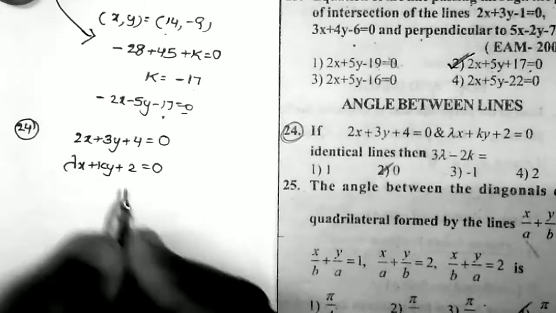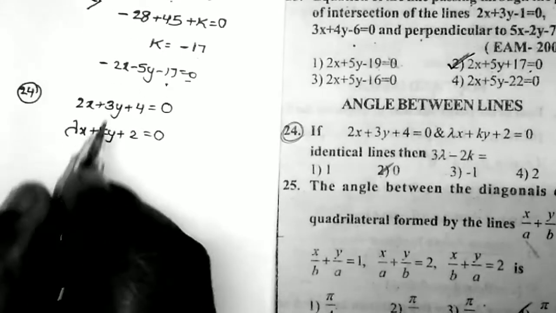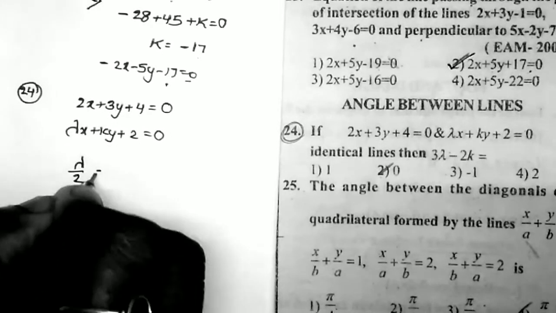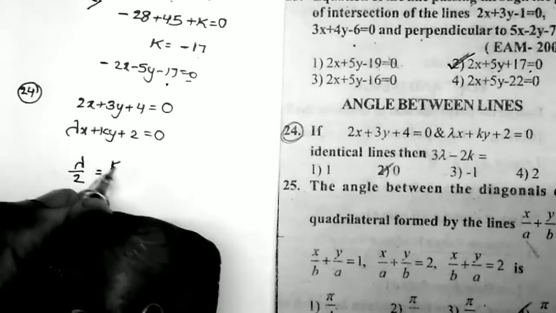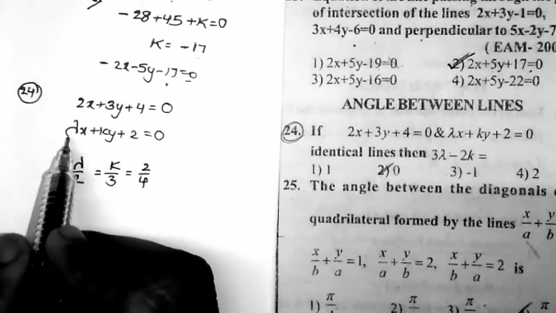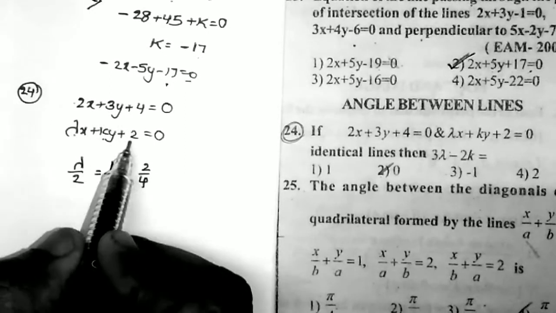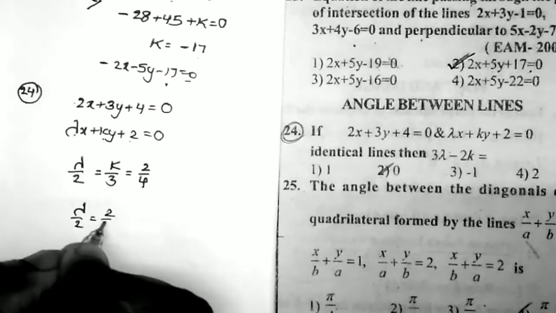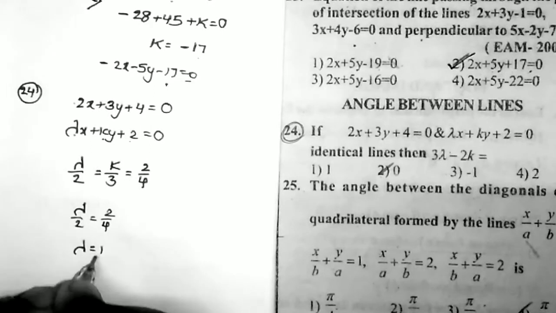Given that the two lines are identical, which means the two lines represent the same line, what is the condition? The ratios of the coefficients are equal. That is, x coefficient by x coefficient is equal to y coefficient by y coefficient is equal to constant by constant. That is, lambda by 2 is equal to k by 3 is equal to 2 by 4. Means lambda by 2 is equal to 2 by 4, that is lambda is equal to 1.